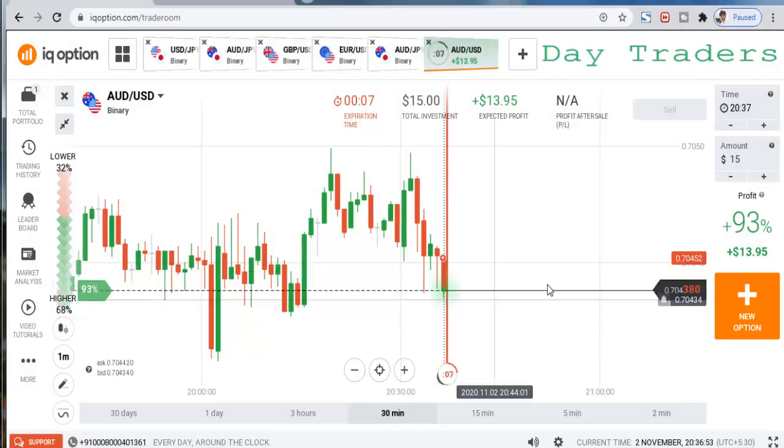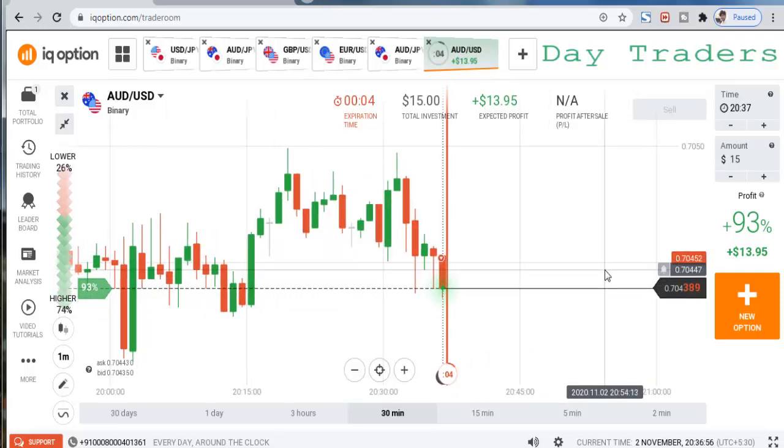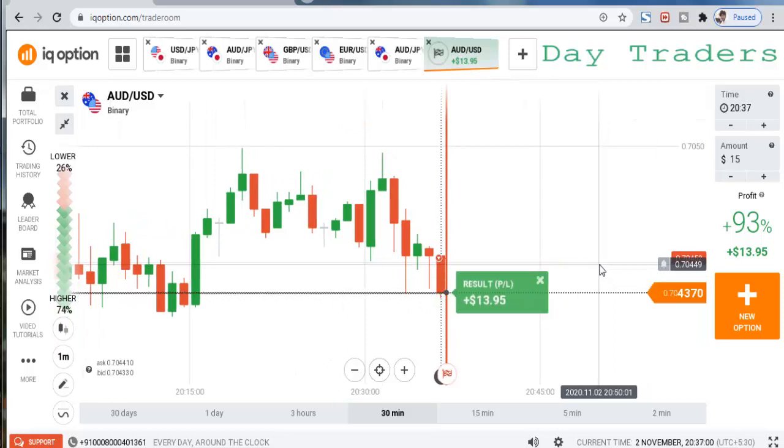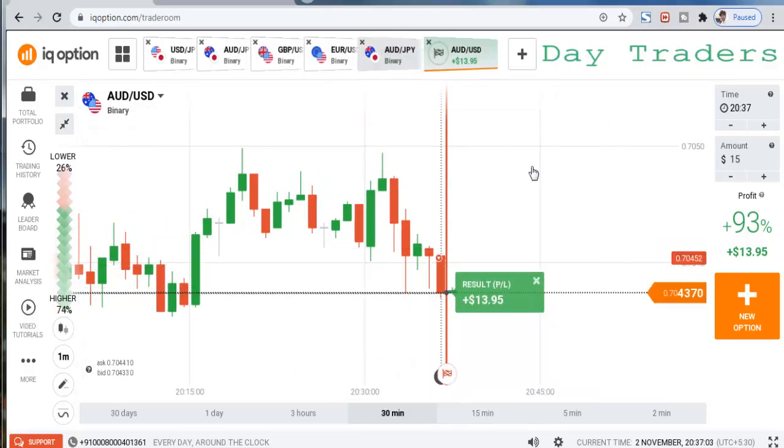You can see a very strong seller's entry. Have 5 seconds. Okay, this is a winning trade. I'll check the next pair.